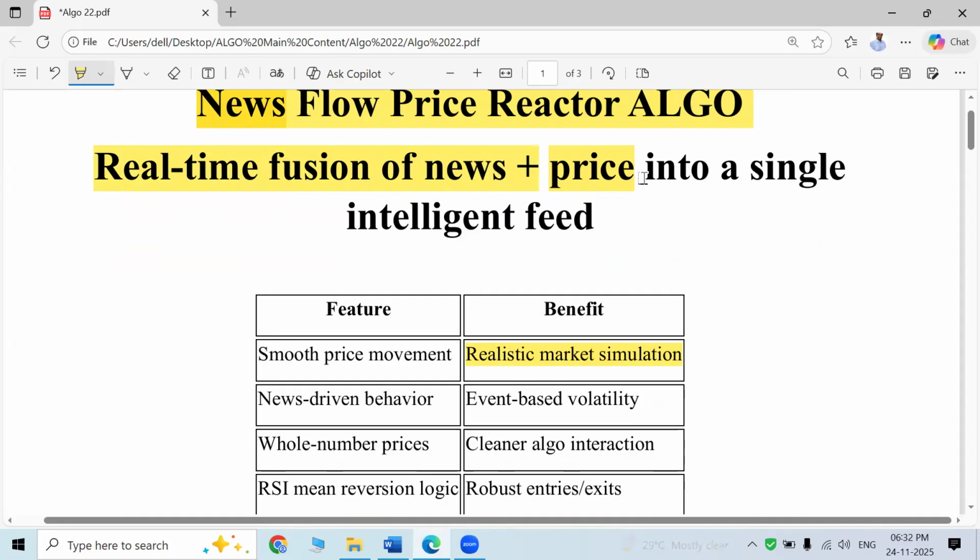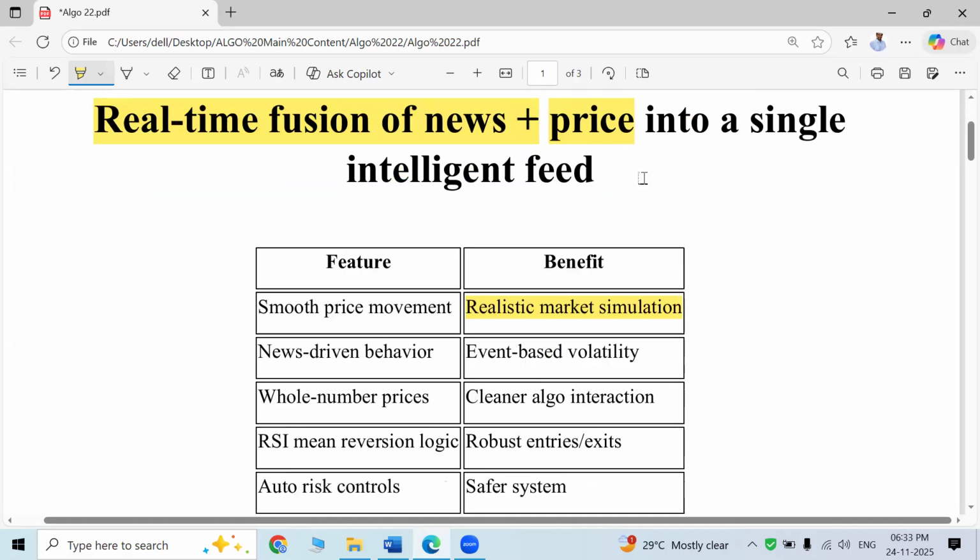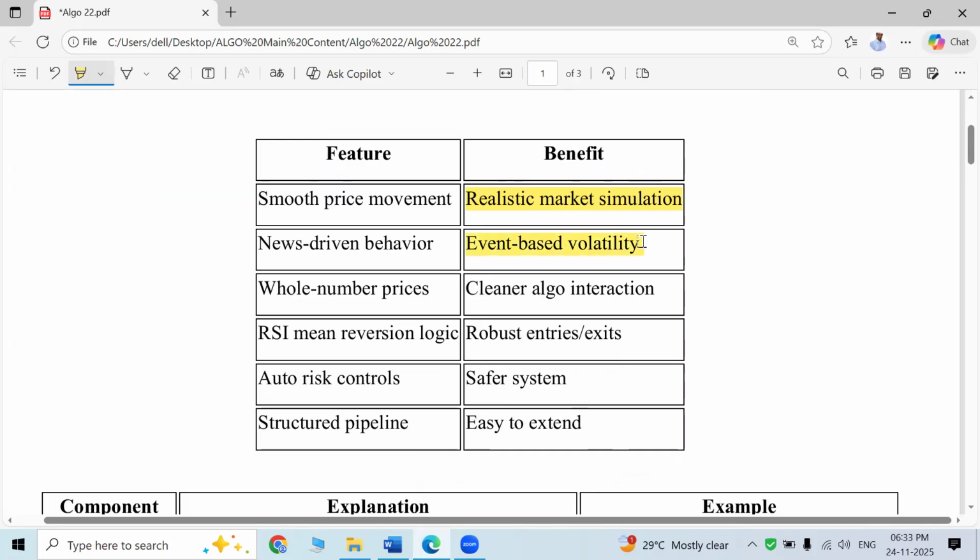By changing the different prices, we are going to fire an algo on these prices. So there will be a news flow, there is unpredictable behavior of the price, and the algo is trying to get profit from this unpredictable behavior of the market. So it's event-based volatility we are going to create in an actual environment. Then news-driven behavior we are going to generate in the market.